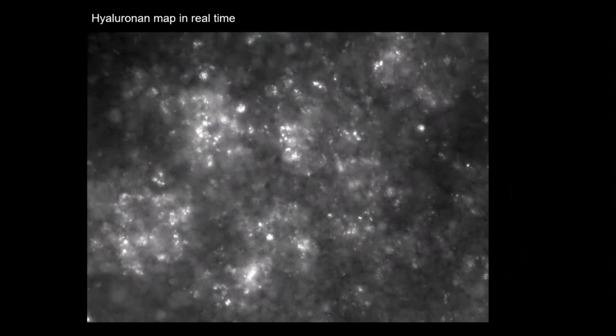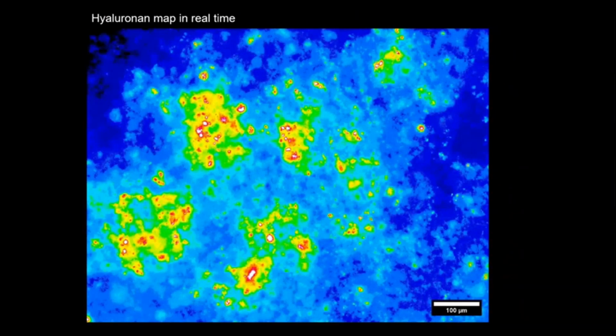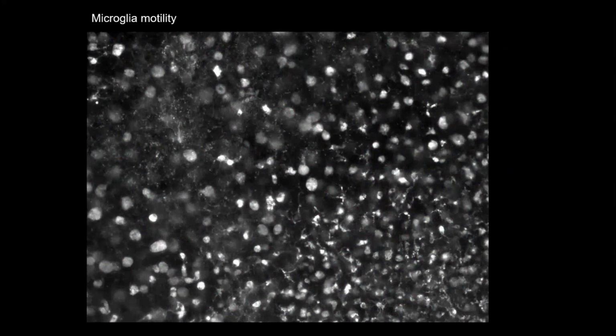So normally you have to do an analysis. Here we are separating the channels. We have the channel of the matrix. We have the channel of microglia.